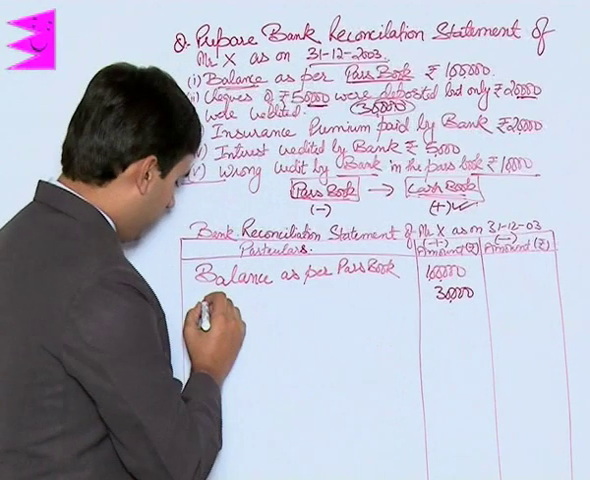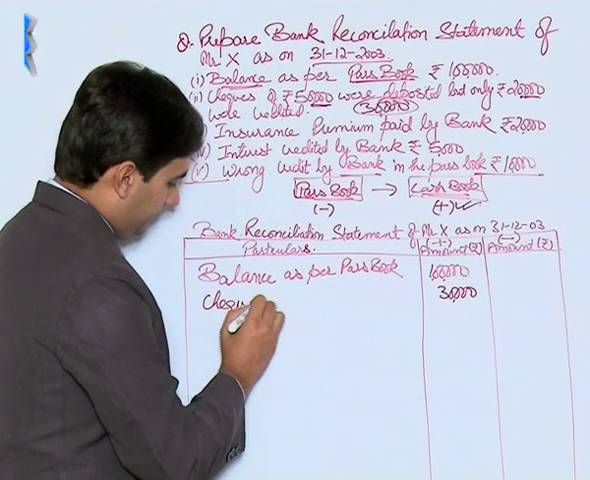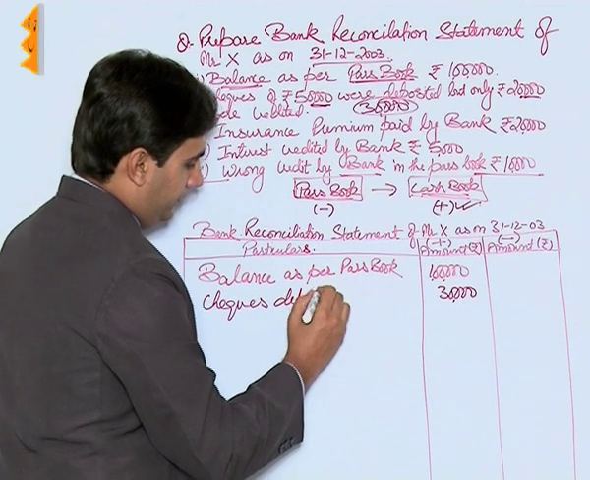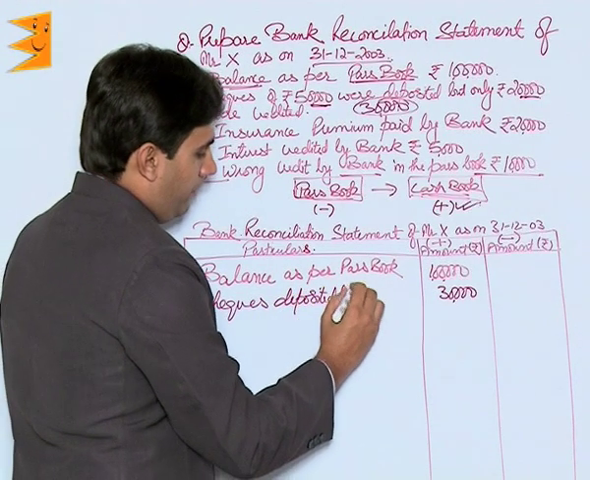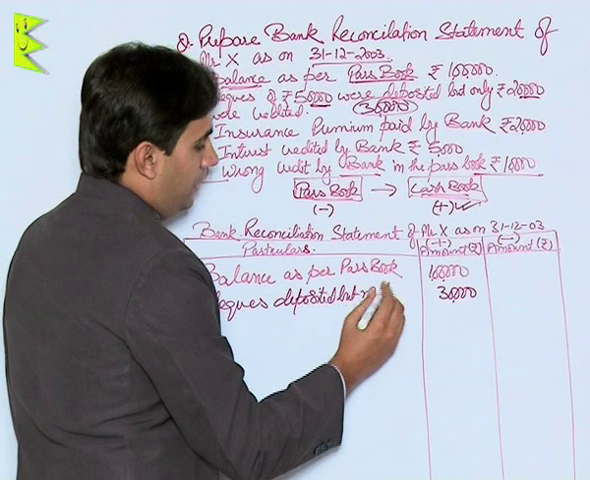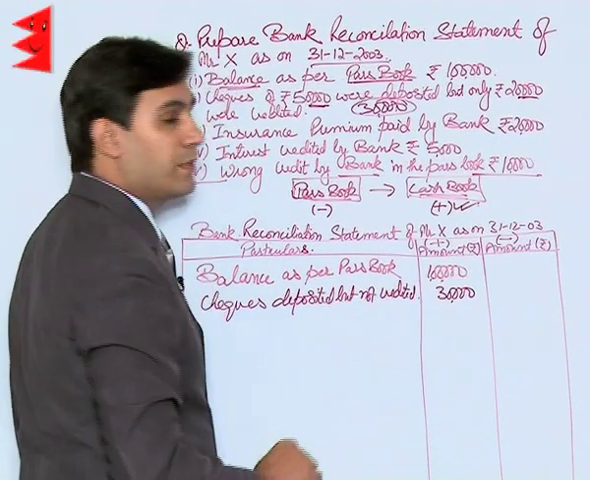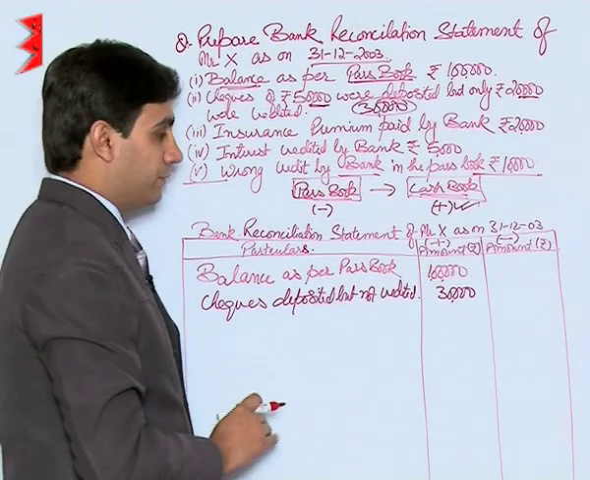30,000, and it would be written as checks deposited but not credited.